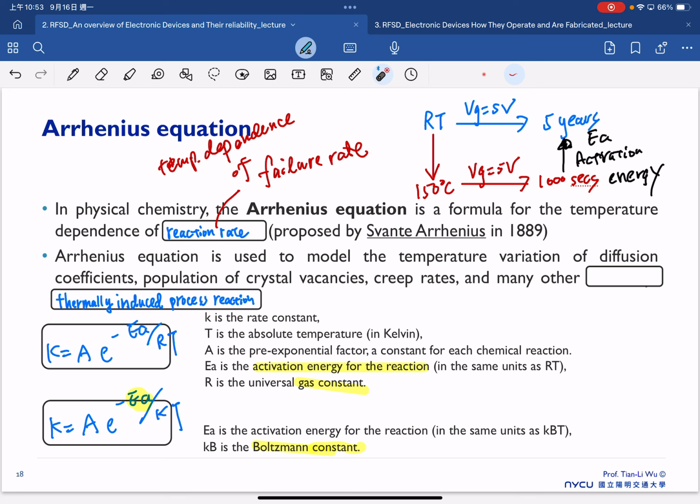Okay, probably we will take a 10-minute break and we will come back later for some basic calculation for the Arrhenius equation and Arrhenius plot.